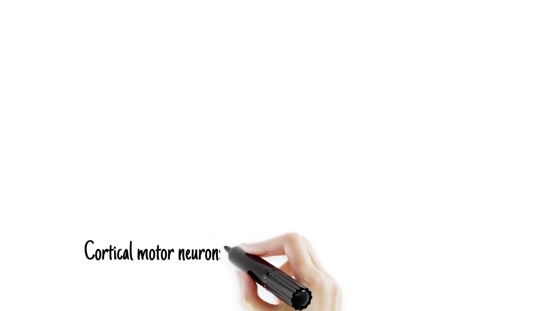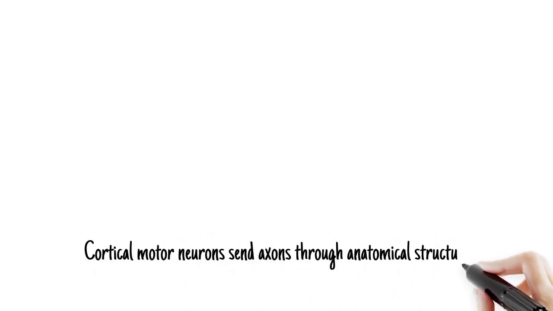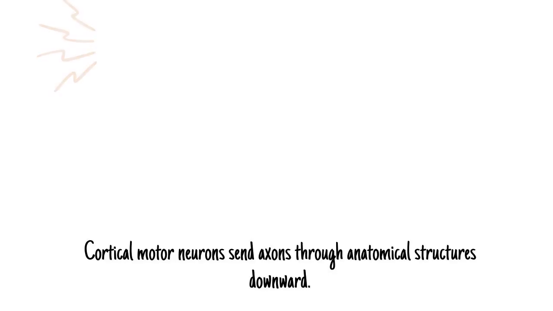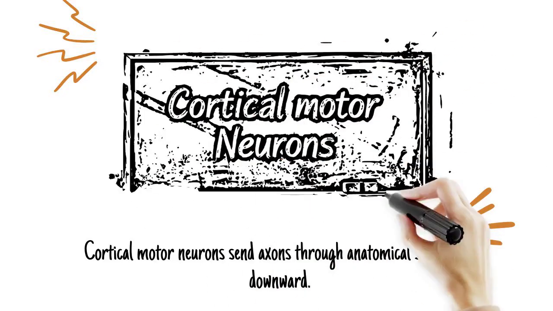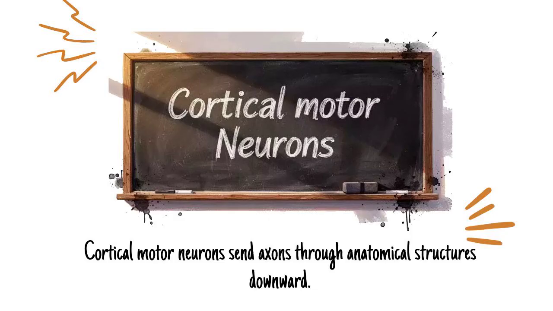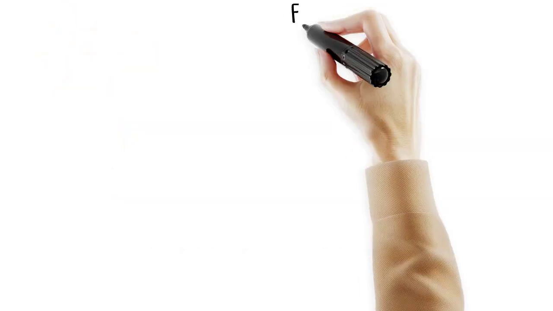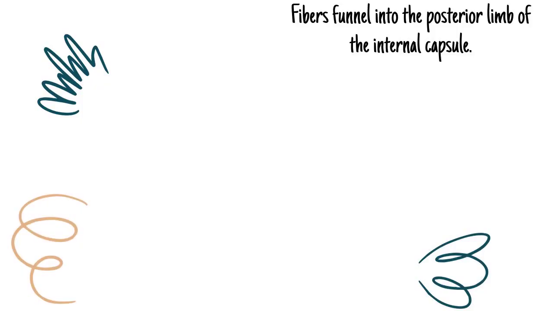Cortical motor neurons send their axons downward through a series of precisely defined anatomical structures. The journey begins in the corona radiata, a broad fan-shaped white matter region where fibers from across the cortex converge. These fibers then funnel into the posterior limb of the internal capsule, a compact, critical structure where motor fibers for the limbs travel in a tightly packed bundle.